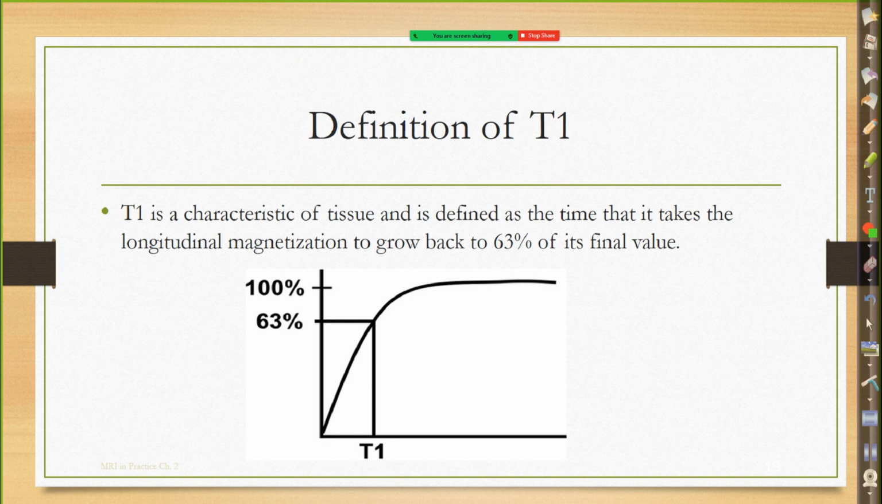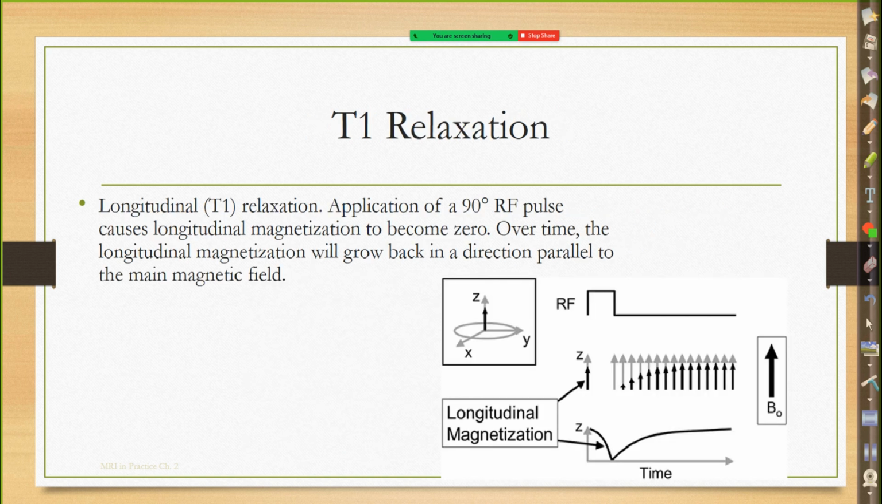So we can define T1. T1 is a characteristic of tissue and is defined as the time it takes the longitudinal magnetization. We want to label this graph, just put M sub Z, to grow back to 63% of its final value. Right?